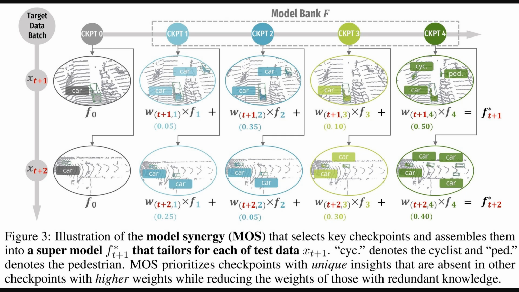Okay, so how does Model Synergy actually achieve these impressive results we just saw? This figure really clarifies its core mechanism. We see a model bank at the top, which is essentially a library of past model versions, or checkpoints. As a new target data batch, like XT+1 comes in, Model Synergy dynamically assembles what's called a supermodel. It does this by combining information from selected checkpoints, each given a specific synergy weight. These weights, like the 0.05 or 0.50 shown, are crucial. They prioritize checkpoints offering unique, non-redundant knowledge, effectively tailoring this supermodel to the current data.